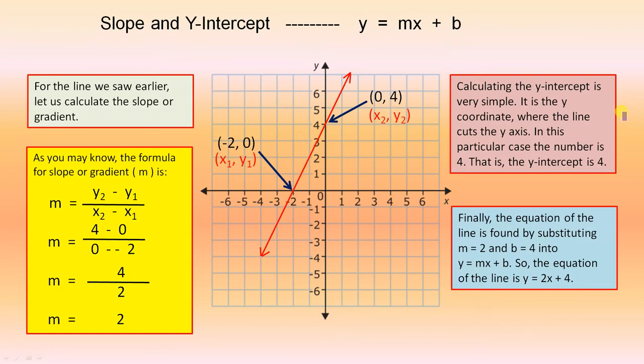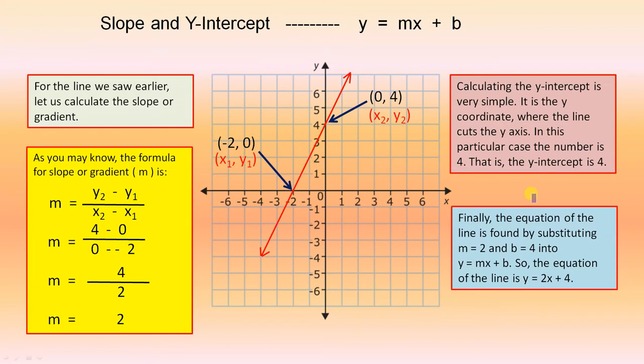Calculating the y-intercept is very simple. It is the y-coordinate where the line cuts the y-axis. In this particular case, the number is 4. That is, the y-intercept is 4. It cuts the y-axis there. Although the point is (0, 4), the actual value of that number is 4, so that's the y-intercept.